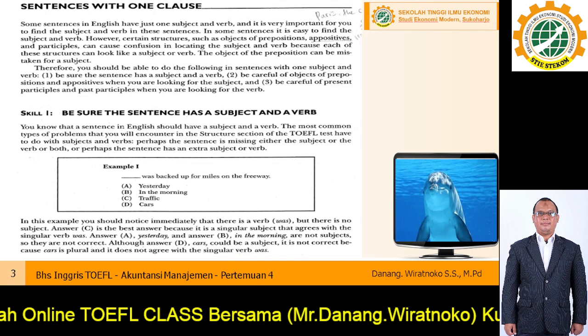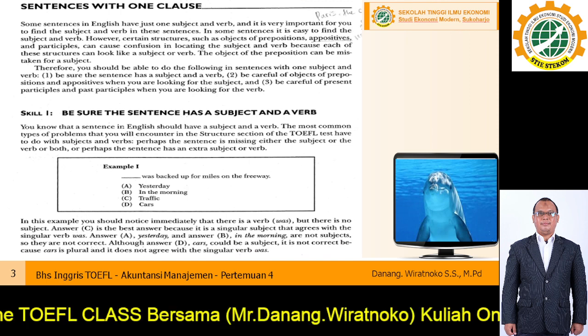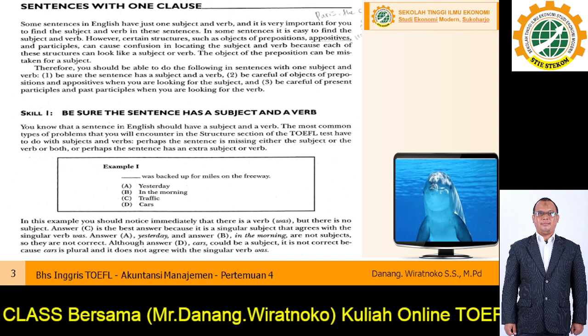Some sentences in English have just one subject and verb. And it is very important for you to find the subject and verb in this sentence. In some sentences, it is easy to find subject and verb. However, certain structures such as an object of preposition or appositive, and participle can cause confusion in locating the subject and verb, because each of these structures can look like a subject or a verb. The object of the preposition can be mistaken for a subject.